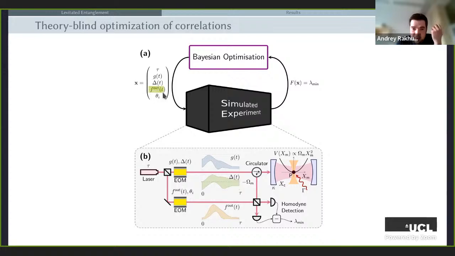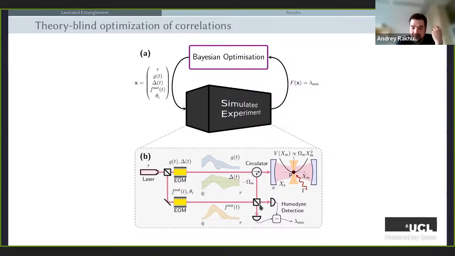And then this filtering function, which is essentially the local oscillator amplitude profile as a function of time, which allows us to filter out the temporal mode shapes at the output, in order to see that one mode to which the mechanics couples during the entanglement generation. And also these homodyne angles.